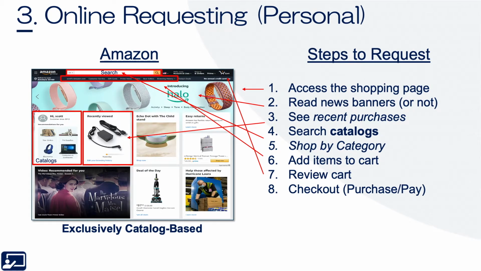Next up, online requesting. So again, this is your personal, but not offline, this is online. But notice how it's similar. So you access the shopping page, you read the news banners or not, you see your recent purchases, you may search, in this case, not necessarily sections and aisles, but you search catalogs, you shop by category, you can add items to your cart, review your cart, and check out, which is where you purchase and pay. One thing worth noting is that when you're in online requesting, it's exclusively catalog-based, meaning that you can only search things that exist.